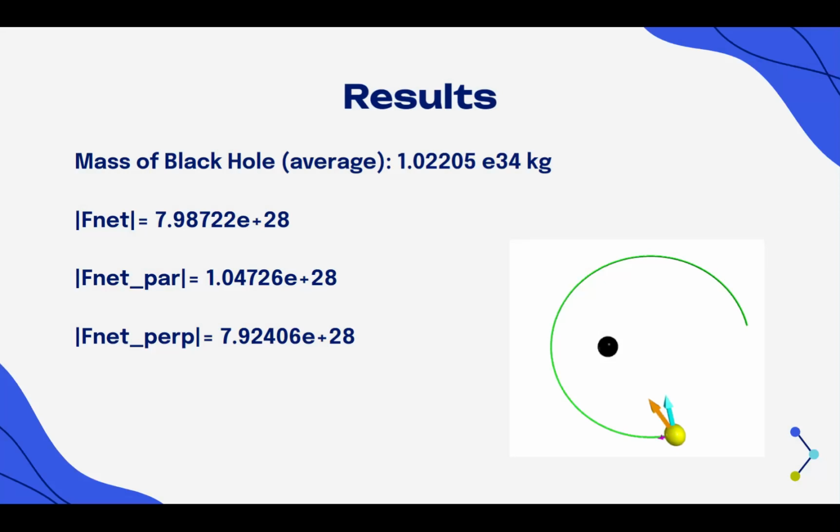So for the results of this first part of the lab, the average mass of the black hole was found to be 1.02 times 10 to the 34th kilograms. F net was found to be 7.98 times 10 to the 28th newtons. F net parallel was found to be 1.05 times 10 to the 28th newtons. And F net perpendicular was found to be 7.92 times 10 to the 28 newtons.